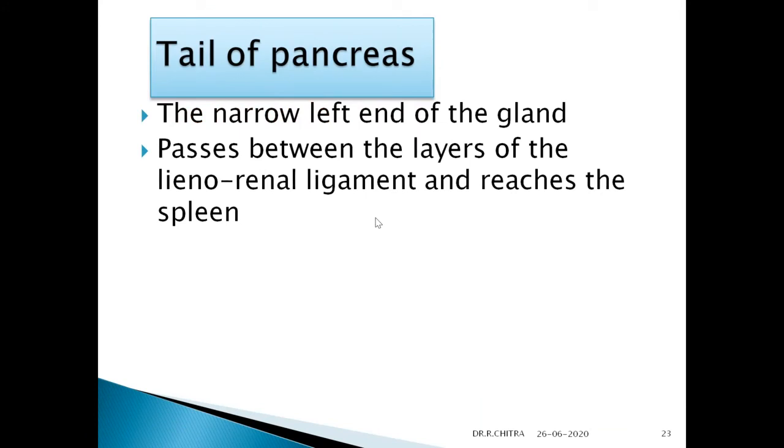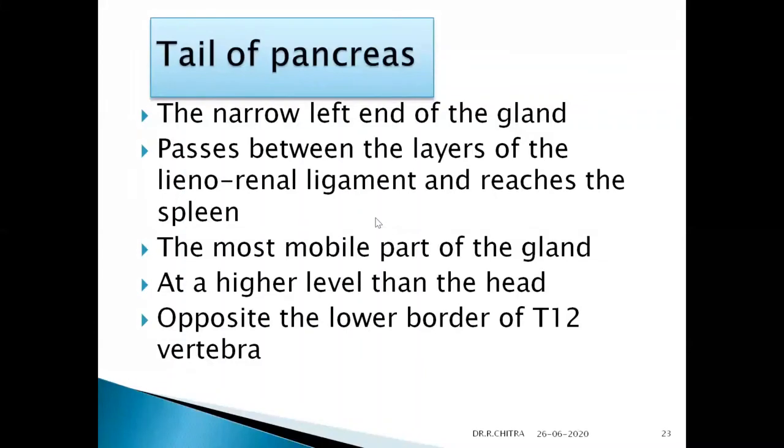Now we have come to the tail of the pancreas. What is the tail? It is the narrow left end of the gland which passes between the lienorenal ligament and reaches the spleen. It is the most mobile part of the gland and it is at a higher level than the head, opposite the lower border of T12. Head is at the level of L1, L2. Tail is at the level of T12 vertebra. Now you can understand how the pancreas is situated in an oblique direction from above downwards from the tail to the head.